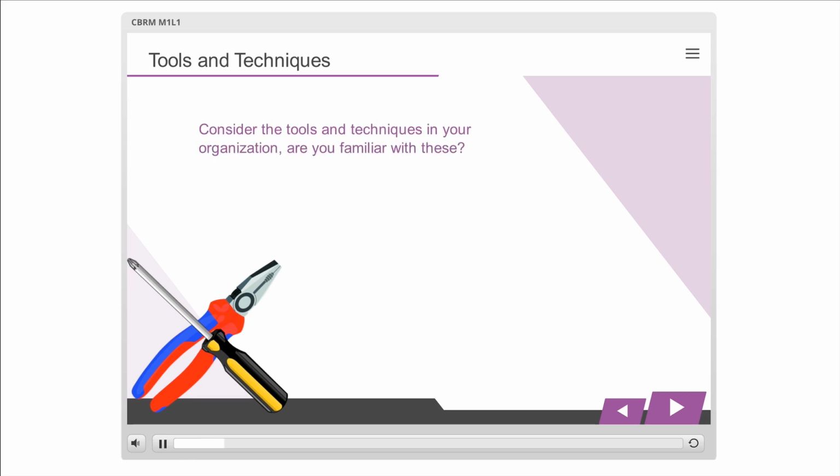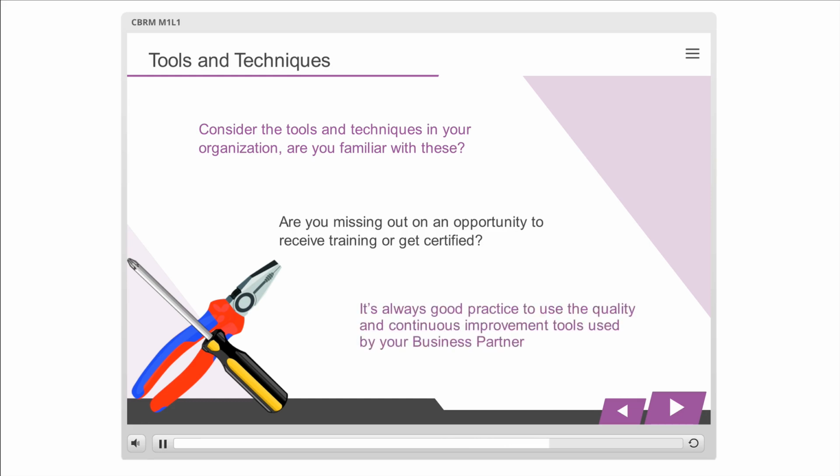Consider the tools and techniques commonly used in your organization and the training available. Are you familiar with these? You may like to spend a bit of time researching if you don't know. Are you missing out on an opportunity to receive training or get certified in an area that could help you have better conversations? It's always good relationship development practice to be using the quality and continuous improvement tools that are used by your business partner.